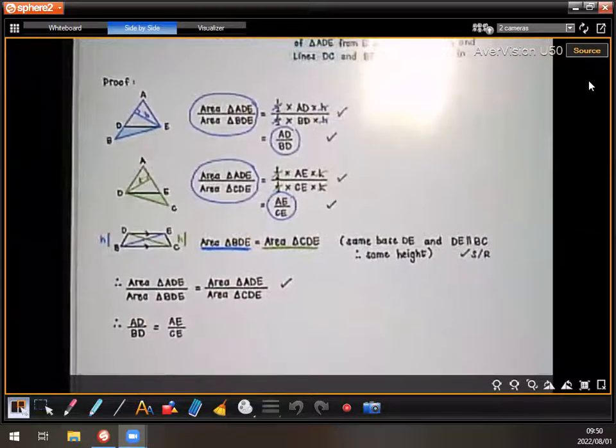Okay, guys, there are 10 minutes left. I was going to start some similarity examples, but I'm not going to do that now. I'm going to give you one more proportionality theorem question, a nice hard one.